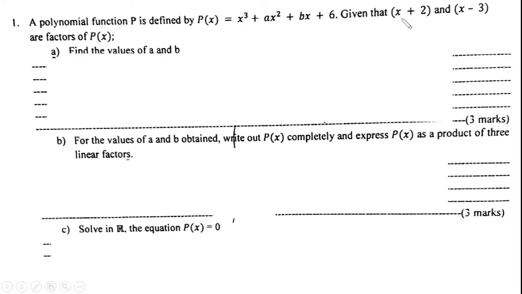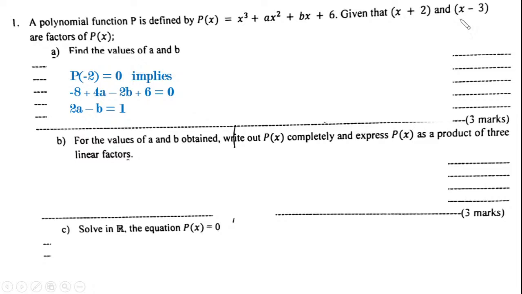Now, since we know that x plus 2 and x minus 3 are factors, it means that if we equate x plus 2 to 0, which gives minus 2, p of minus 2 should normally give us 0 because it is a factor, right? And equally, p of plus 3 will also give us 0. So that's the idea we are going to use. From this, p of minus 2 equals 0, giving us minus 8 plus 4a minus 2b plus 6 equals 0. This gives the first equation, 2a minus b equals 1.